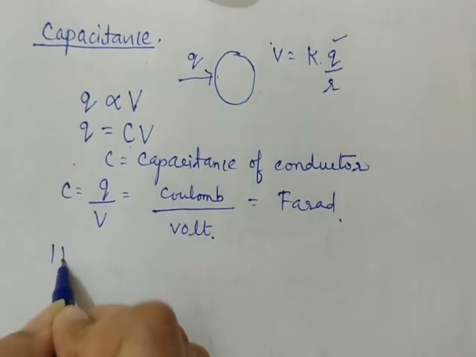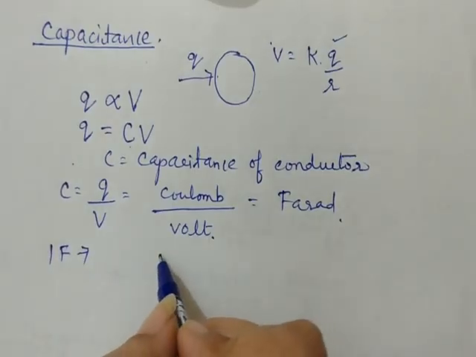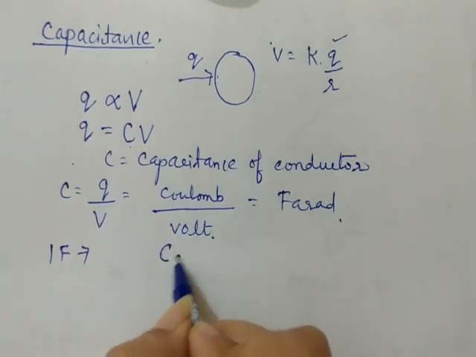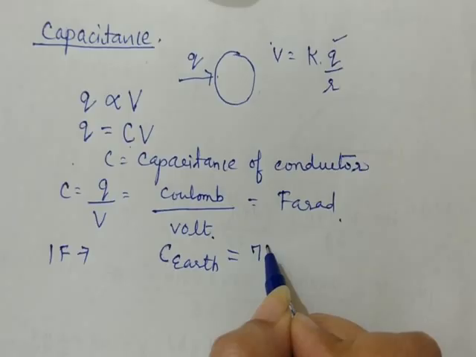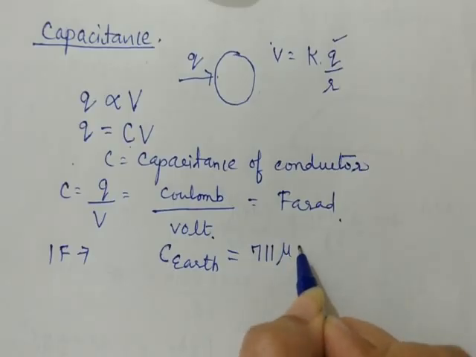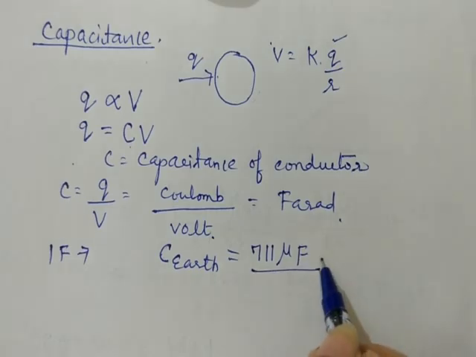One farad is a very big unit. We can understand it from the statement that the capacity of Earth is only 711 microfarad. Earth is very big in size, but its capacity is so small, so farad is a too big unit of capacitance.